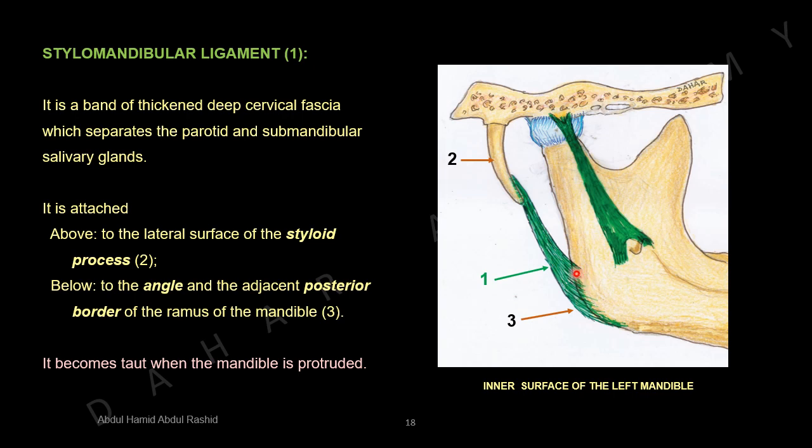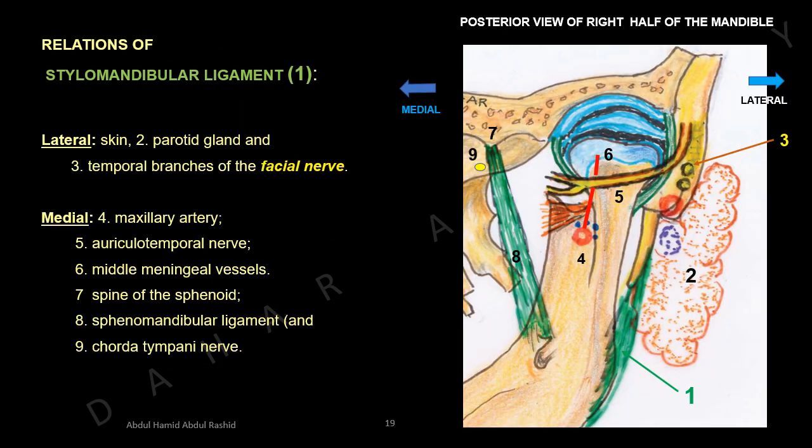mandible. This is the area. Superiorly to the styloid process, inferiorly to the angle and the adjacent border of the mandible. This ligament becomes taut when the mandible is protruded. Continuations of relations of stylomandibular ligament.